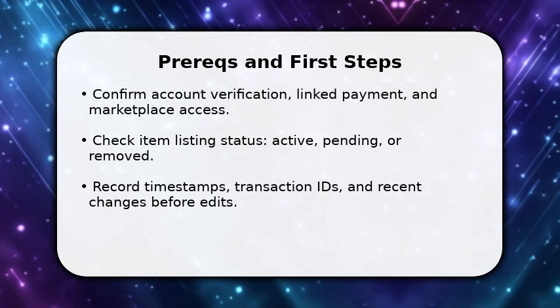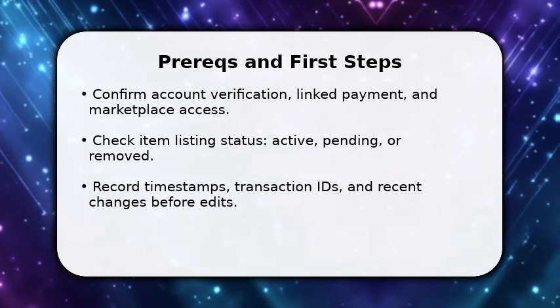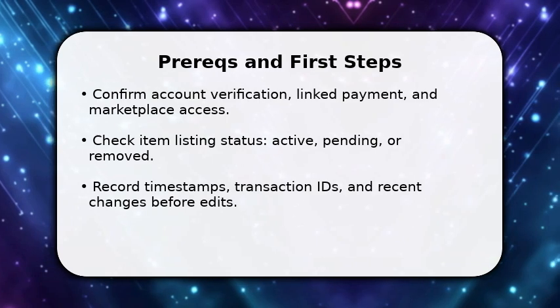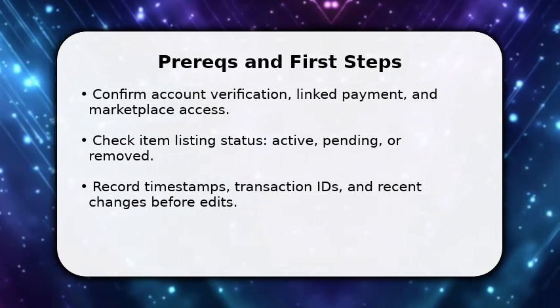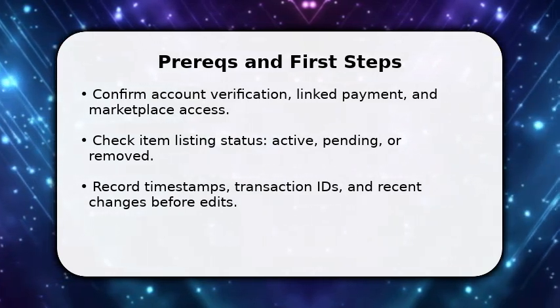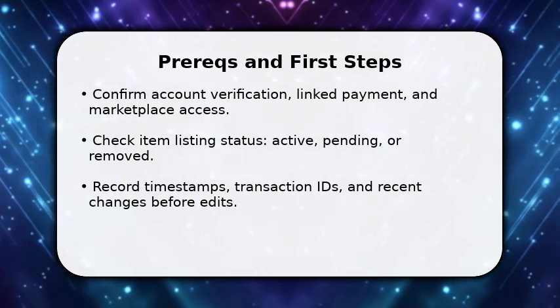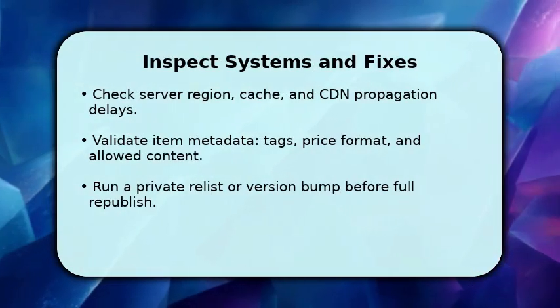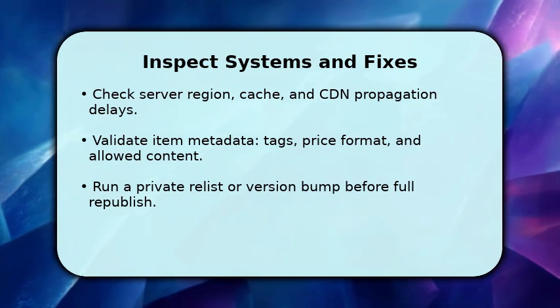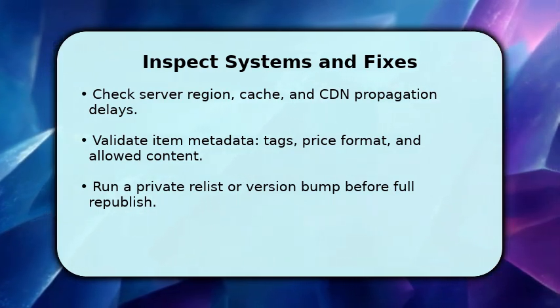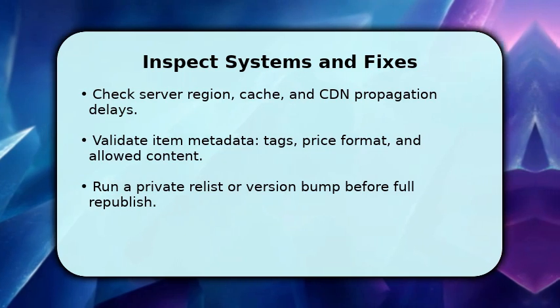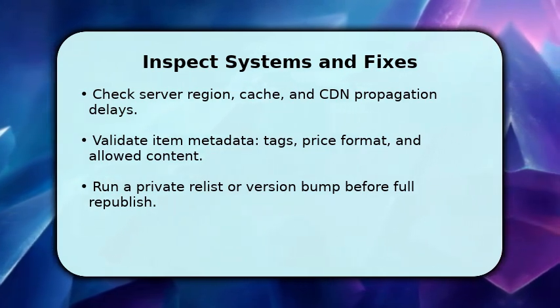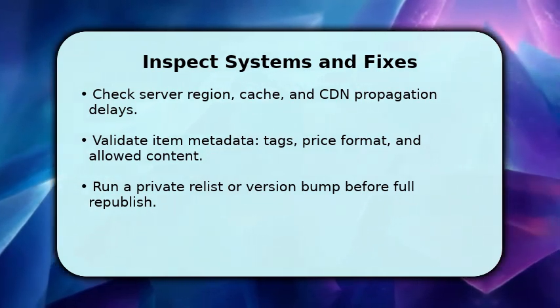If the sale is visible in your transaction log but not public, note the server region and asset type, because those details guide the next corrective steps. Once you have identifiers, inspect propagation and caching. Clear local cache, force CDN invalidation if available, and check the server region selector. Make sure item metadata matches marketplace rules, price format, tags, and content allowances.